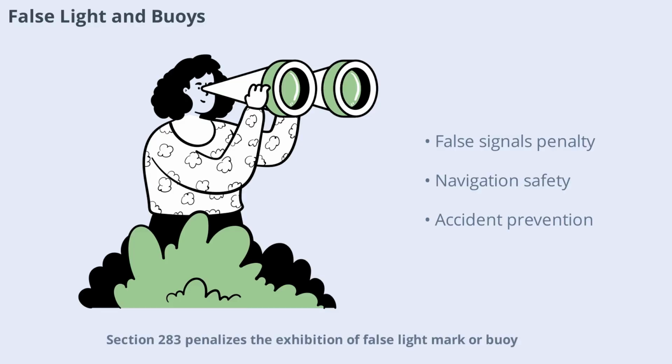Section 283 penalizes the exhibition of false light, mark, or buoy. Misleading signals on waterways can cause confusion and accidents, endangering lives and property. The law ensures that navigation aids are accurate and reliable, preventing deliberate deception. This section highlights the importance of honesty and clarity in public signaling, especially where safety is concerned.